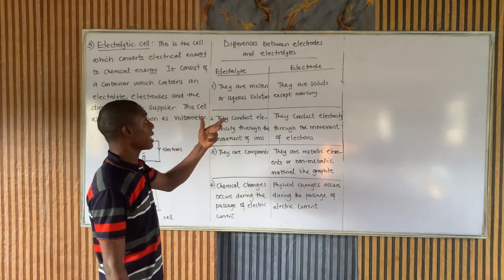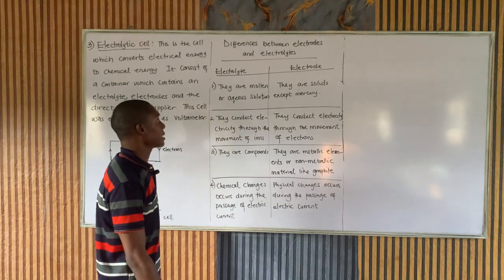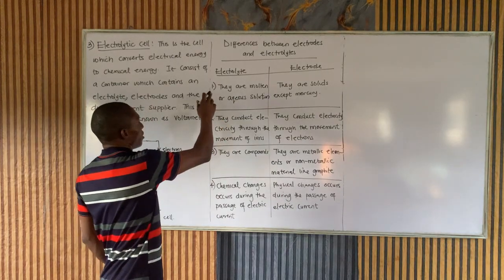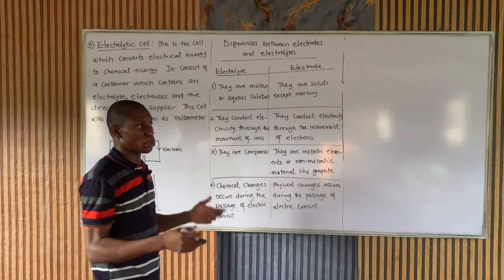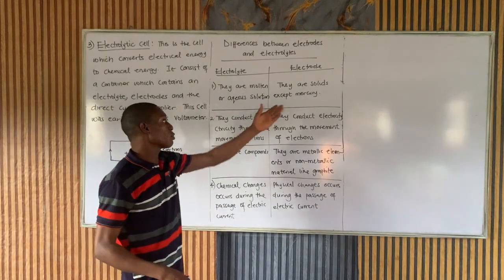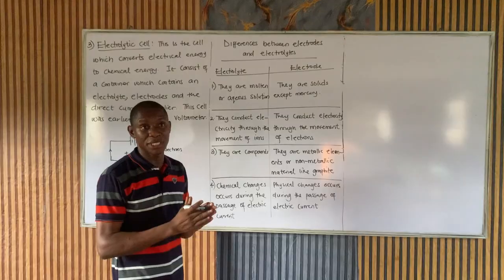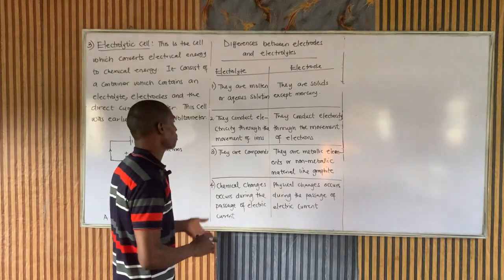Differences between electrodes and electrolytes, in a tabular form. 1. Electrolytes are molten or aqueous solutions. We said that earlier. Electrodes are usually solid, except for mercury, which is a liquid at room temperature.